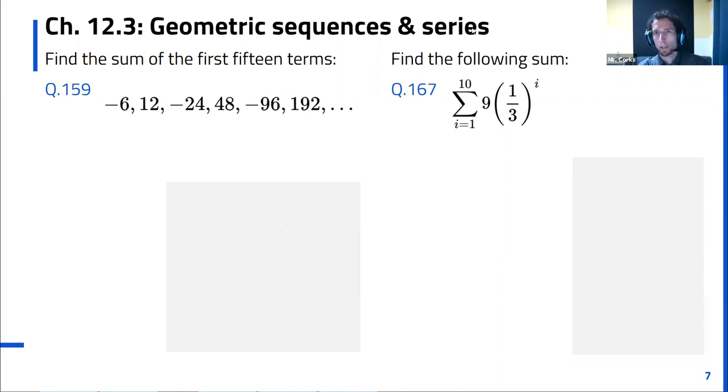Let's take the one on the left here first. So what is our A1 value? We can see pretty easily. It is going to be -6. And what is our R value? -2. Is -2. All right, and we have our N value here. So what is our formula that we are going to want to use here?